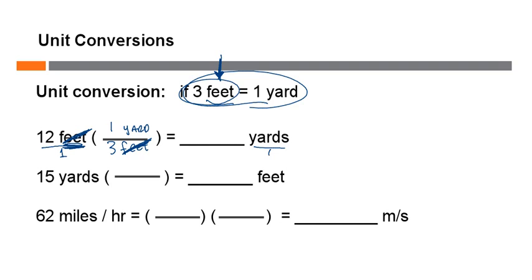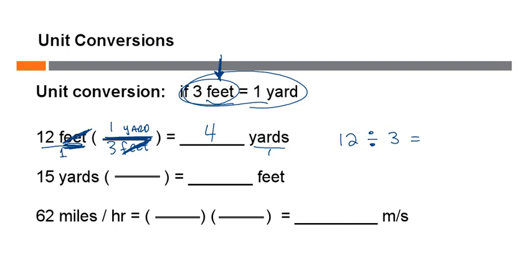Now I got to figure out what to do with the numbers. I see that I've got a 12 and I've got a 3, and that fraction bar right there means divide. If it's on the bottom, you're going to divide, and you'd get 4 yards for that one. Okay, easy conversion, but you gotta remember how to do that. Writing it out like this is your best bet at getting it right.